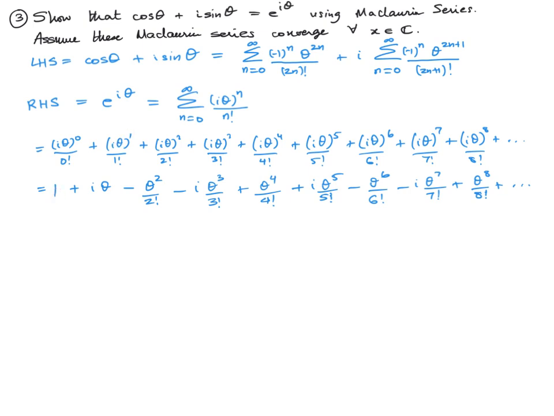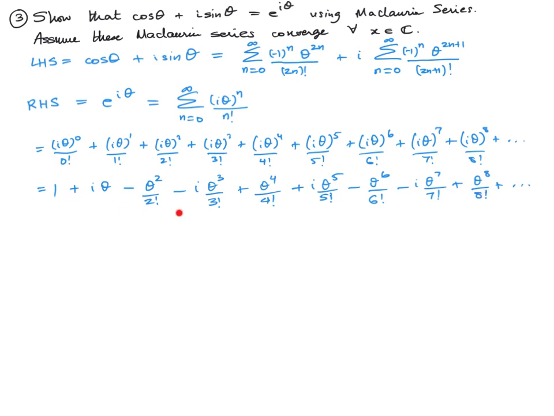1. i theta to the 1 over 1 factorial is just i times theta. Now i squared is negative 1, so I get negative theta squared over 2 factorial. i cubed, remember, is negative i, so it's negative i times theta cubed over 3 factorial. i to the fourth is positive 1, so theta to the fourth over 4 factorial with a positive 1 coefficient. i to the fifth is i again, so i times theta to the 5 over 5 factorial. i to the sixth is negative 1, so theta to the 6 over 6 factorial with a negative sign. i to the seventh is negative i again, so negative i theta to the 7th over 7 factorial. Again, i to the 8th is 1, so theta to the 8th over 8 factorial, etc.